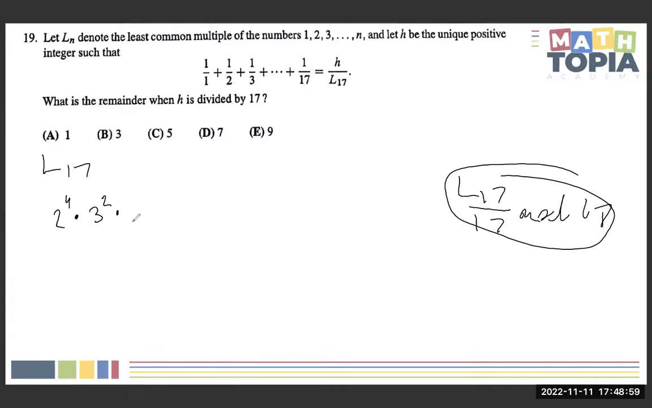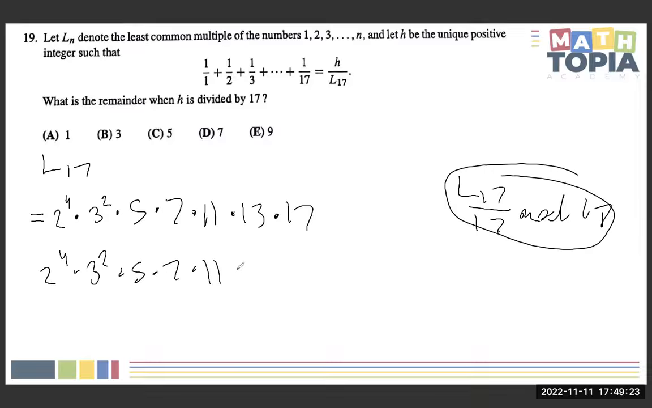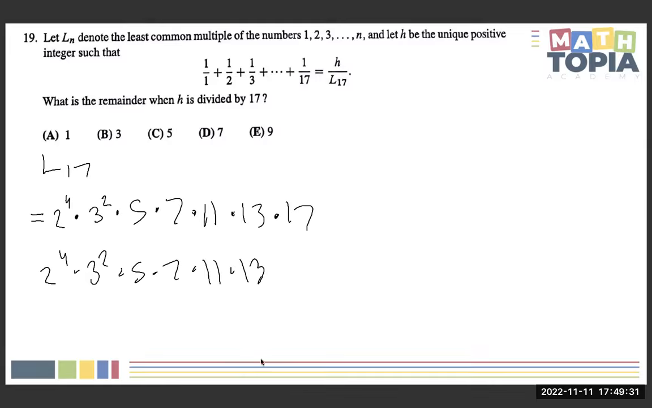But that would imply it's larger than 17, because even a prime power by itself would be greater than 17. So if we continue, 5 squared is too large for 17. 7 squared is larger than 17. 11 squared is larger than 17. 13 squared is larger than 17. And finally, we end up at 17. And this is what L17 equals. So we're basically done now, because L17 over 17 is this whole product just without the 17. Now we just need to find that in mod 17. So this is our answer, this in mod 17.